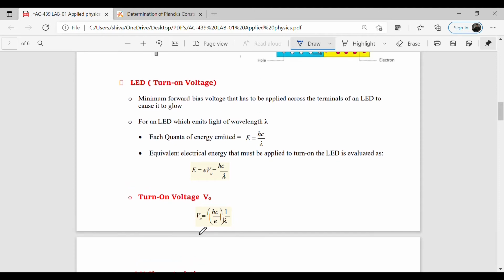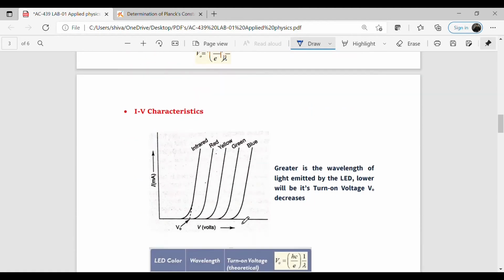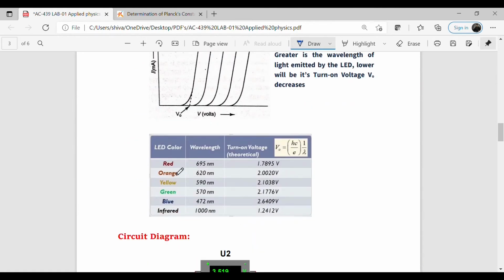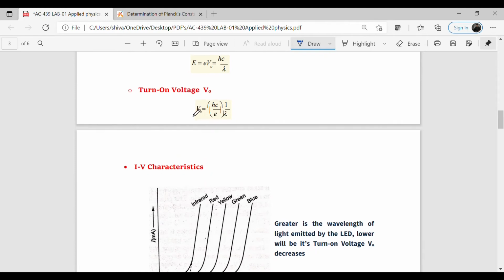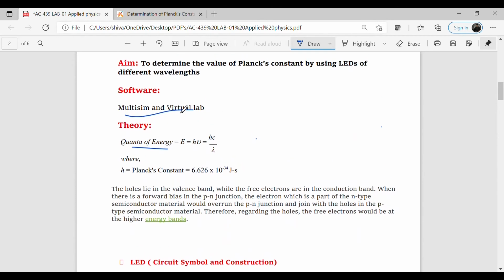So in this experiment, what we will be doing is evaluating V₀ for different colors of LEDs. As we all know, lambda is different for different colors. You can see here that the red color has a wavelength of 695 nanometers. So this is a theoretical value of V₀. We can see that for red it is 1.7895 volts. So when we apply 1.7895 volts here and the value of wavelength here, then we can find the value of h, which is our aim to find.